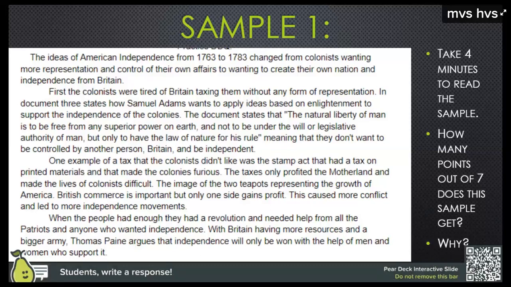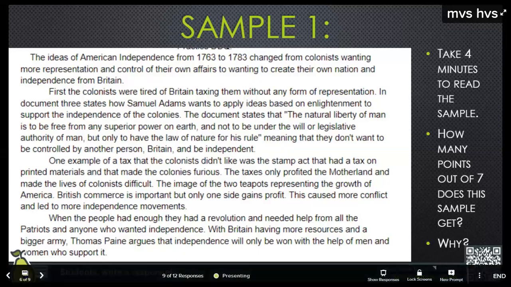So again, 1 point, 2 points is around where it should be, but it could have been way more easily. It would have been 3 points if they had said document three, document one, document four, right? It would have been that. It could have been even more if they had included a contextualization.